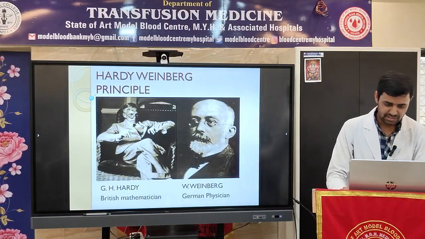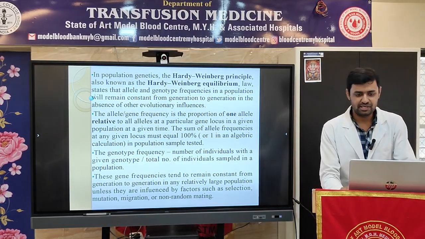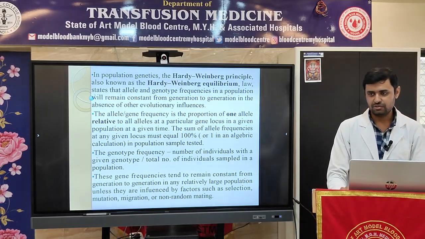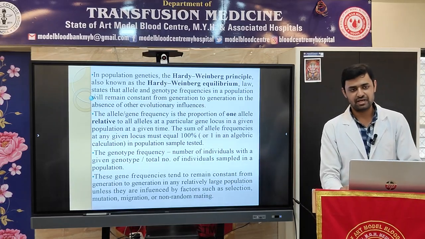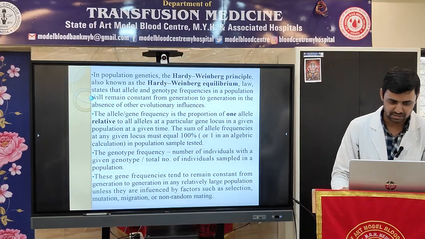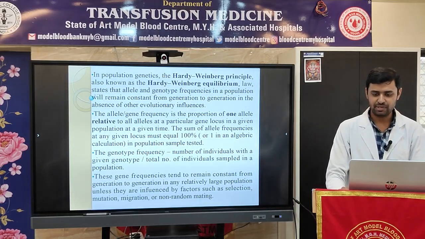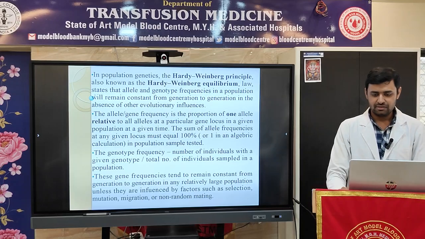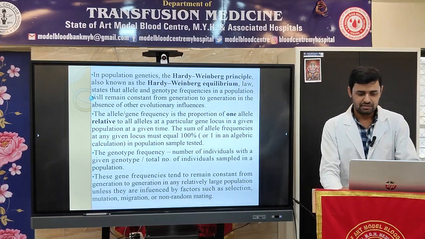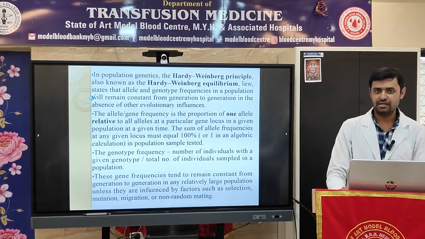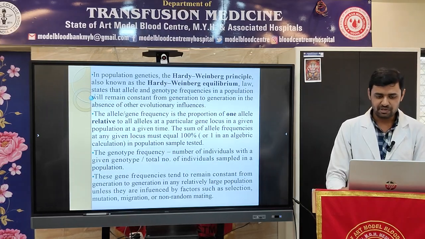Now, the Hardy-Weinberg principle. G.H. Hardy, a British mathematician, and W. Weinberg, a German physician, studied population genetics and formed a principle also known as equilibrium. They state that allele and genotype frequencies in a population will remain constant from generation to generation in the absence of other evolutionary influences. The allele or gene frequency is the proportion of one allele relative to all alleles at a particular gene locus in a given population at a given time. The sum of these allele frequencies must equal 100%, or 1 in an algebraic equation. If two alleles are there, the sum of the two allele frequencies should equal 1. So that was about gene frequency or allele frequency.